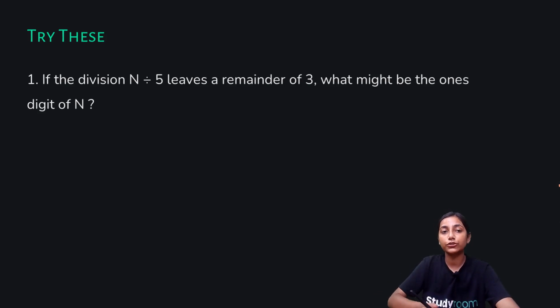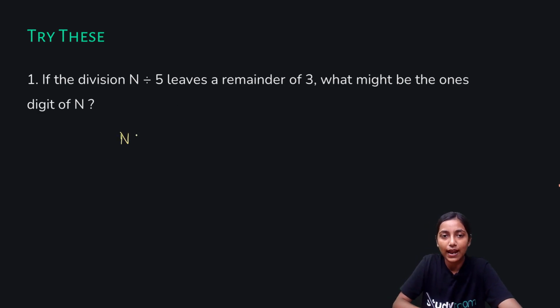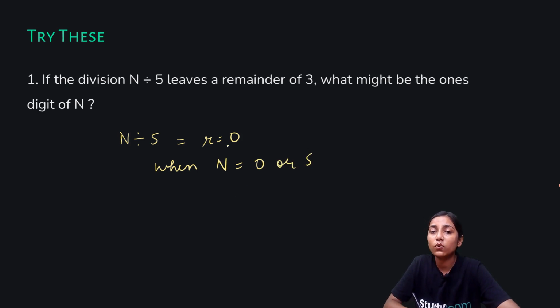Now we are given a question to try: if n divided by 5 leaves a remainder of 3, what might be the ones digit of n? We know that when n is divided by 5, it will give a remainder of 0 when n has a unit digit of 0 or 5. This is the case when r equals 0, so the unit digit of n is either 0 or 5.